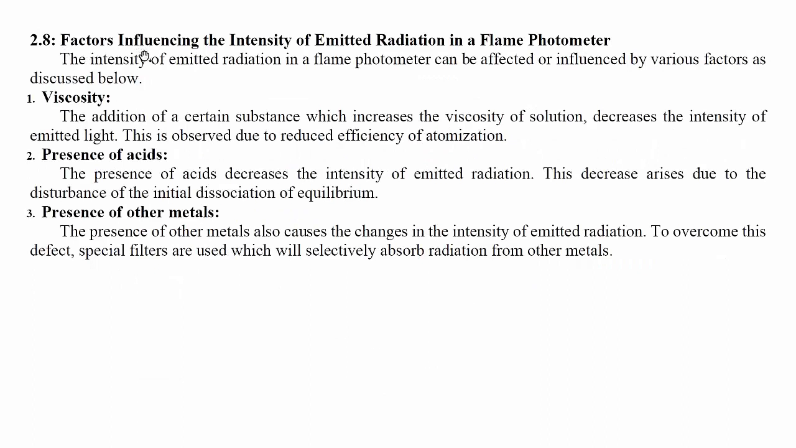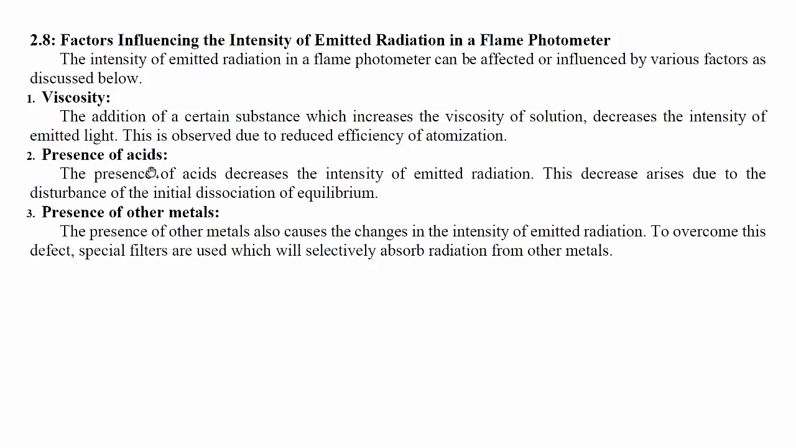2.8 Factors influencing the intensity of emitted radiation in a flame photometer. The intensity of emitted radiation in a flame photometer can be affected or influenced by various factors as discussed below. 1. Viscosity. The addition of a certain substance which increases the viscosity of solution decreases the intensity of emitted light. This is observed due to reduced efficiency of atomization.